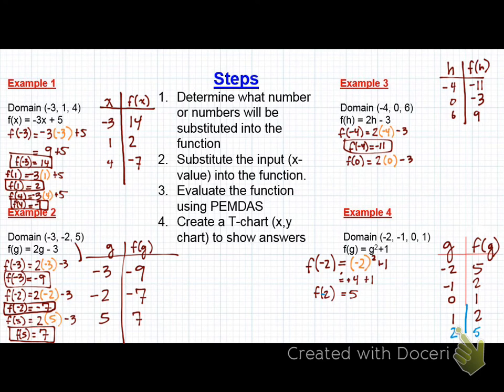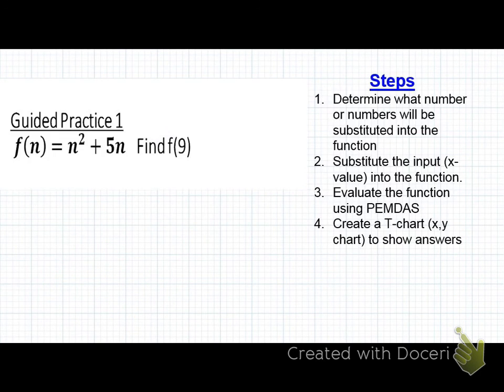Okay, continuing on here. Let's do one more. Last one, okay, and then we'll be done, because we are getting it. So we have f of n is equal to n squared plus 5n. This one's a little bit harder, but I think we could do it. We're going to use f of 9, but I want you to also find two other ones. I want you to find f of 0 and f of 5, okay?